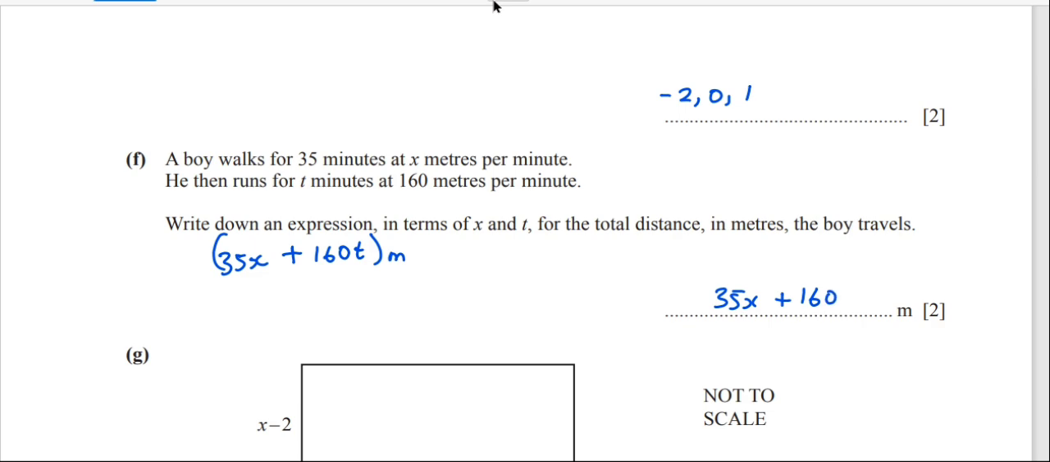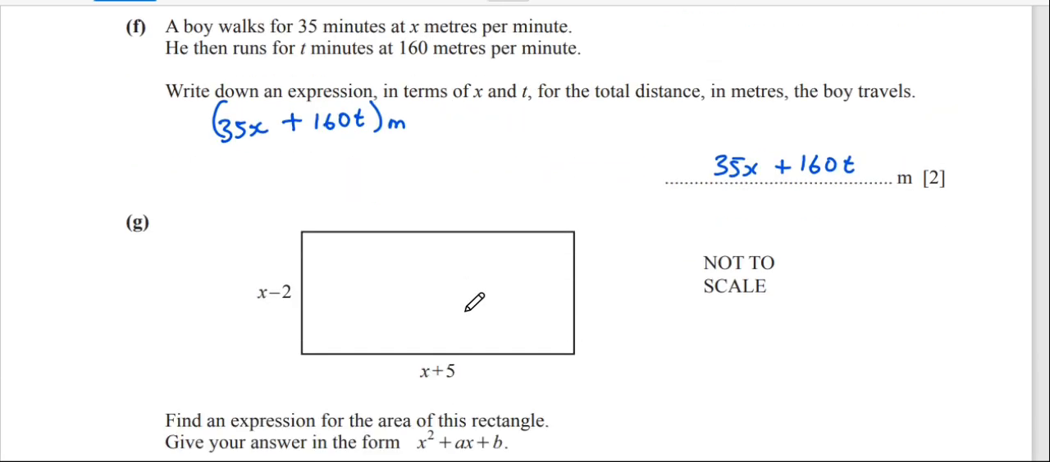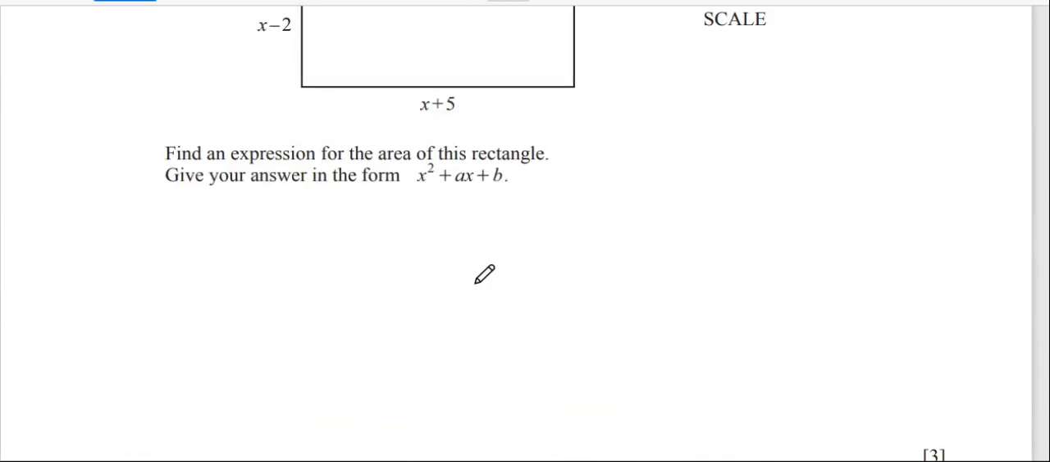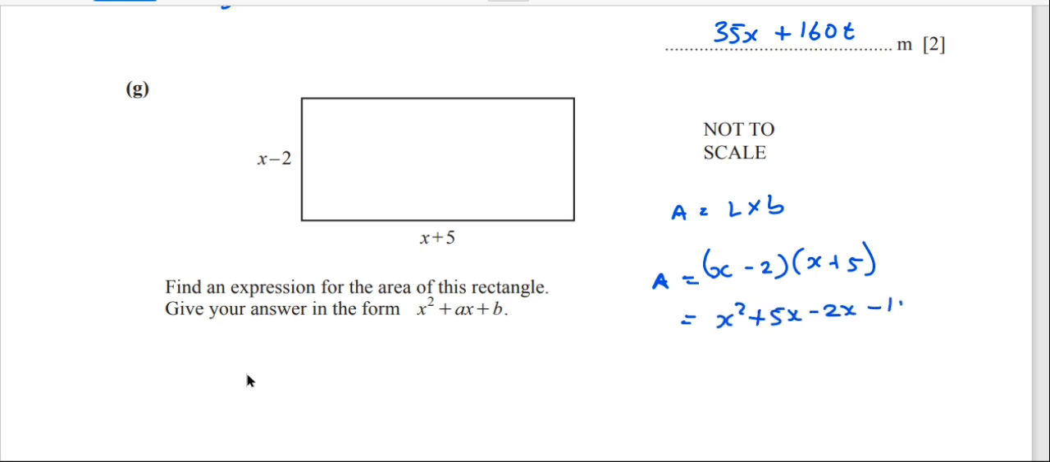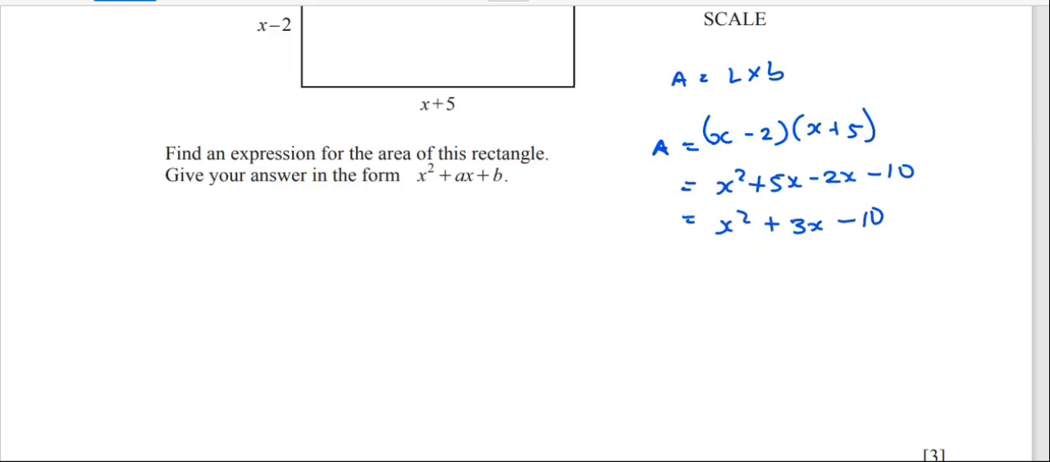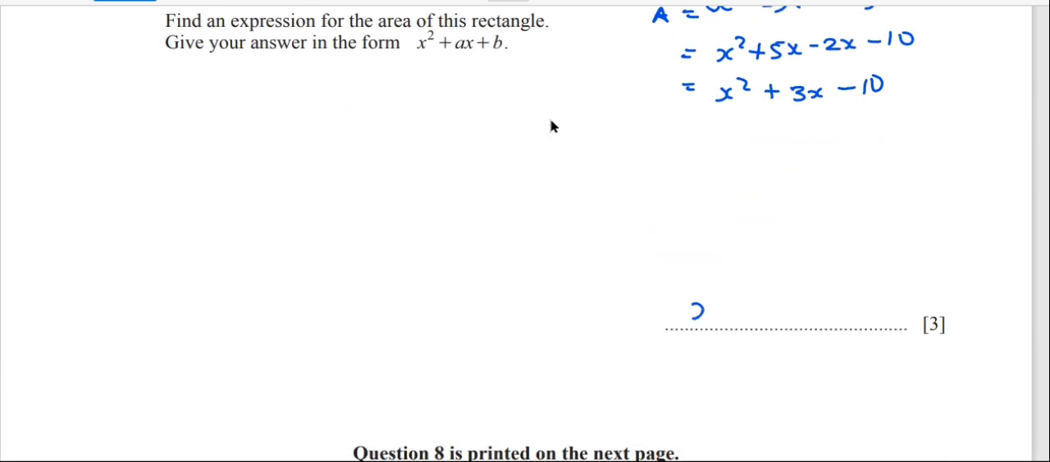Okay. Now the next question is that we should find the area of this in this form. So area is length times breadth. So with that now we can say that area equals x minus 2 into x plus 5. So that will give us x squared plus 5x minus 2x minus 10. So that will give us x squared plus 3x minus 10. Okay, so we have expressed it in this form. So we can come down here and write our answer, x squared plus 3x minus 10.